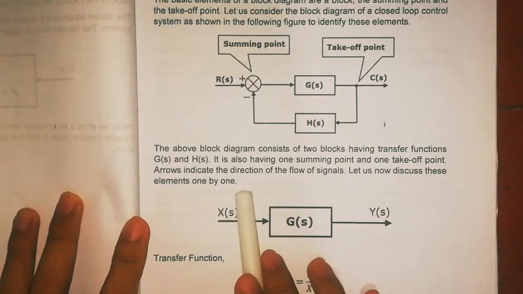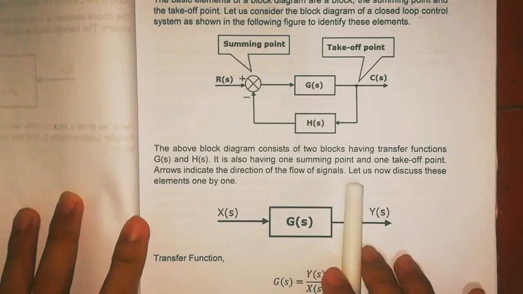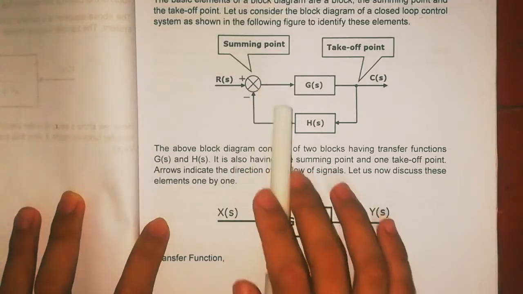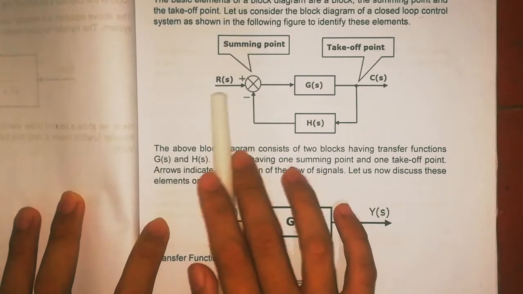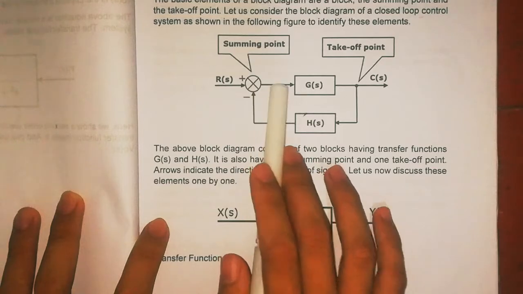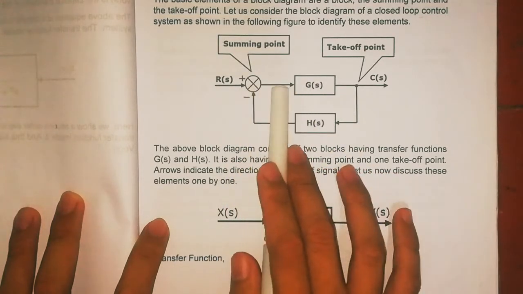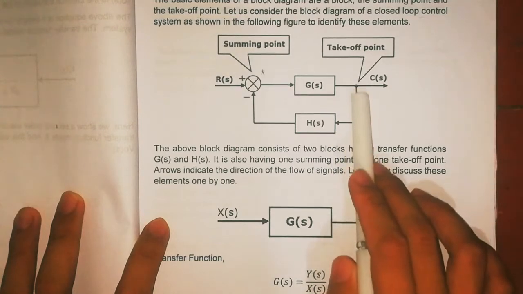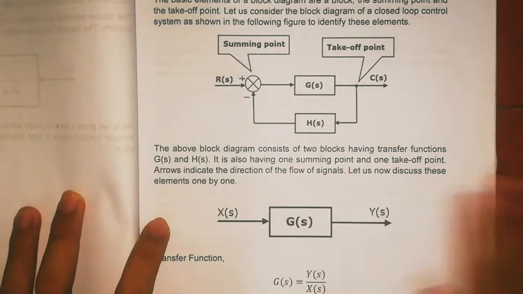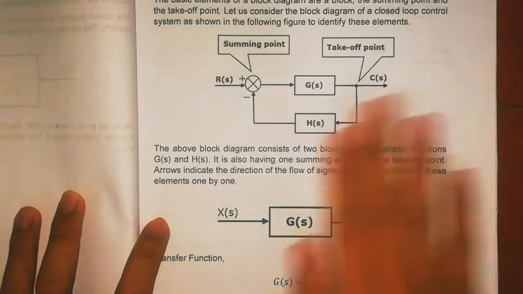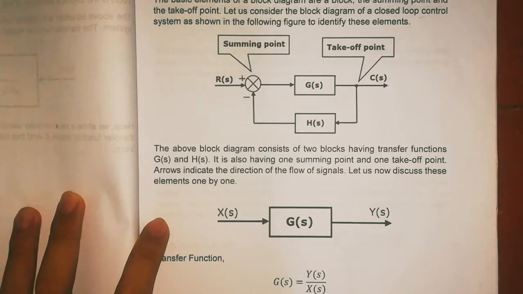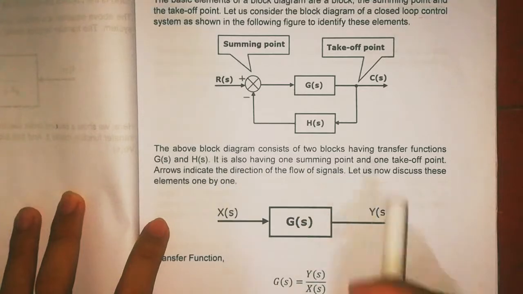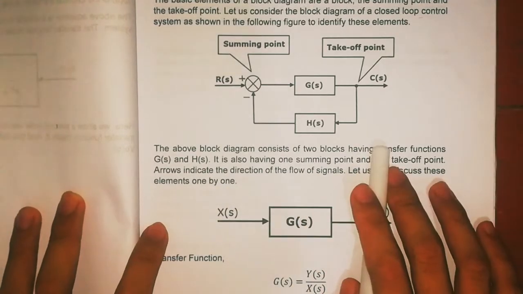So the arrow indicates the direction of the flow of signal. So itong mga arrow na to, yung arrow na yan is forward path gain, so forward, while yung arrow na to pabalik is feedback path.